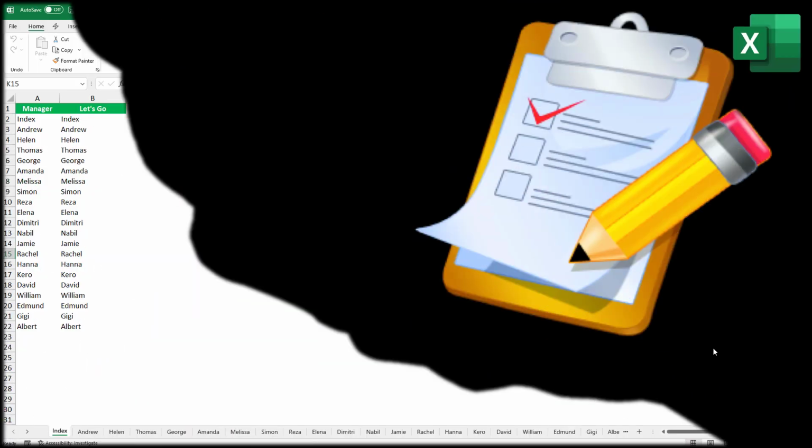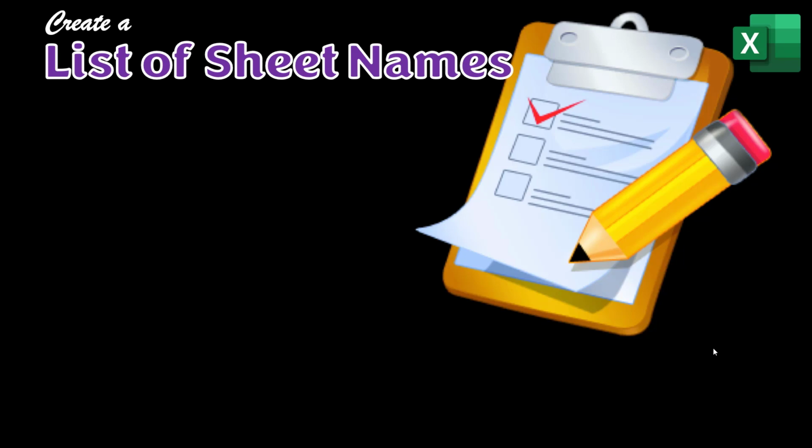When you have a workbook with a large number of sheets, it's very useful to create a list of sheet names as a table of contents with forward and backward navigation.